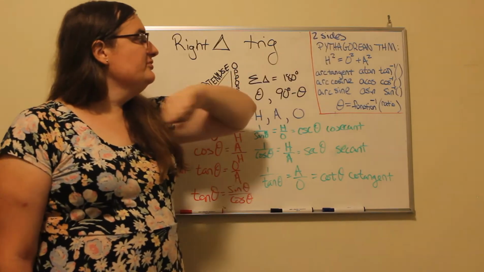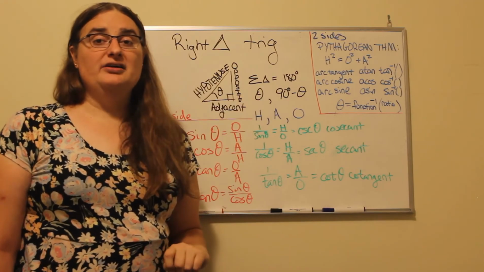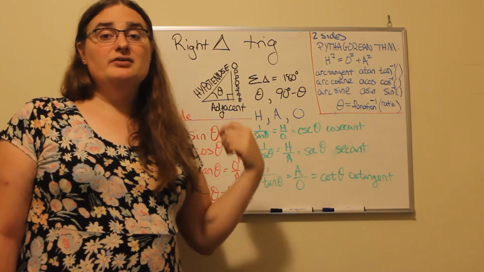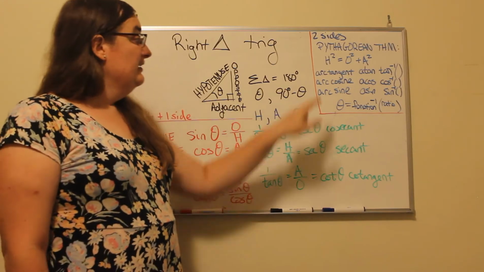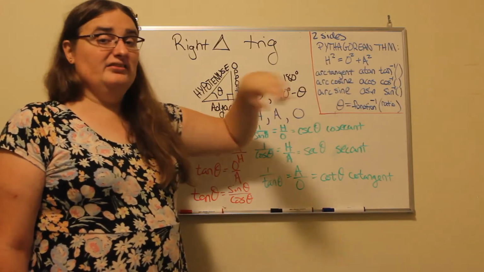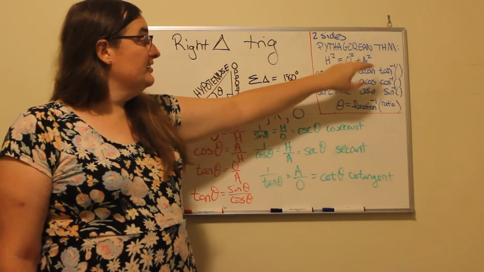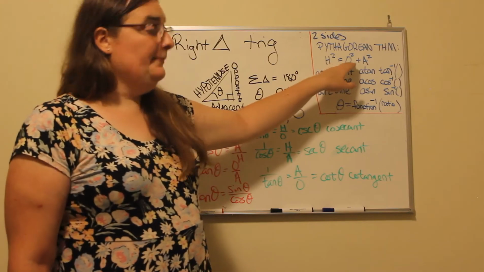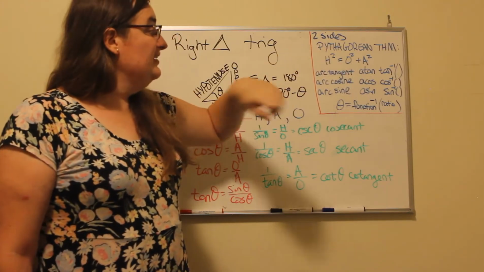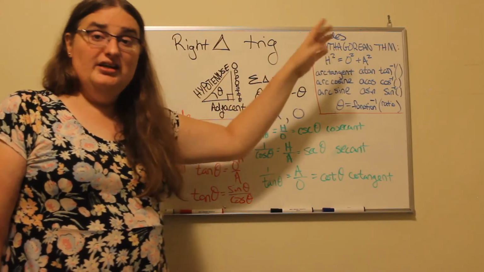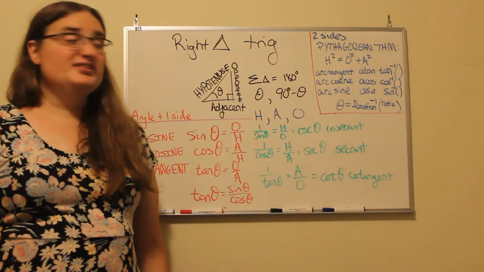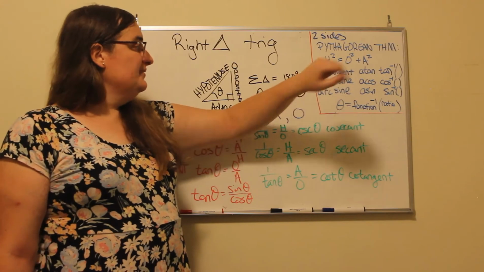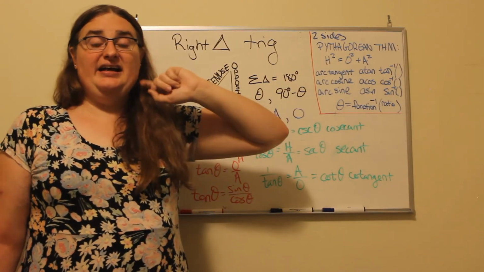So if you have any two sides of a right triangle, you can use the Pythagorean Theorem to figure out the length of that third side. The hypotenuse squared is the length of the opposite side squared plus the length of the adjacent side squared. So if you're solving for the opposite side squared, subtract the adjacent side squared from both sides, take the square root of both sides.